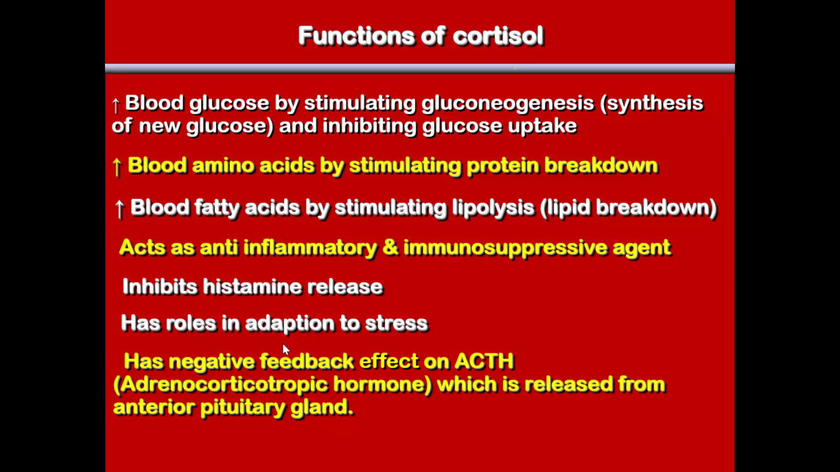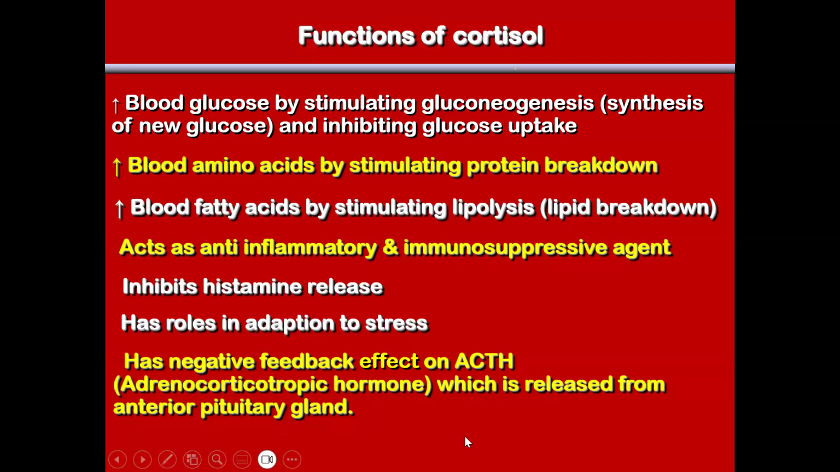And it has a role in adaptation to stress. Whenever we are exposed to any type of stress, cortisol secretion increases in our body and it helps to fight against the stress. And cortisol has a negative feedback effect on ACTH. What is ACTH? It is adrenocorticotropic hormone. This hormone is released from the anterior pituitary gland and it controls the secretion of cortisol. So when cortisol levels increase, as a result of negative feedback, cortisol will inhibit the release of ACTH from the anterior pituitary gland.